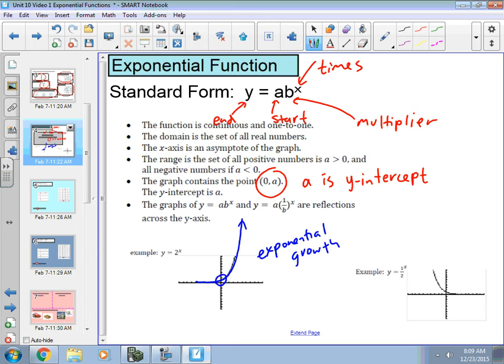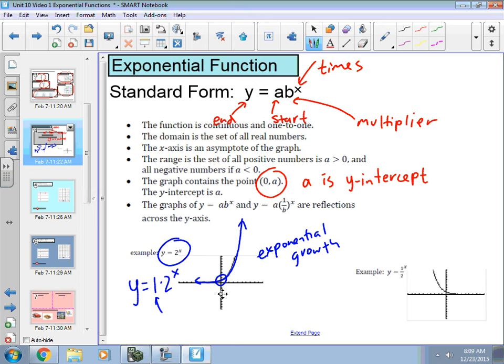And the reason it crosses through at 1 is in this equation, it's y equals 1 times 2 to the x. Our starting value is 1, so that's the place it crosses through the y-axis. Okay. Also, we said that the x-axis is an asymptote. If we go to the left here, our graph gets closer and closer and closer to 0, meaning it never touches that line. It just keeps getting closer and closer and closer.